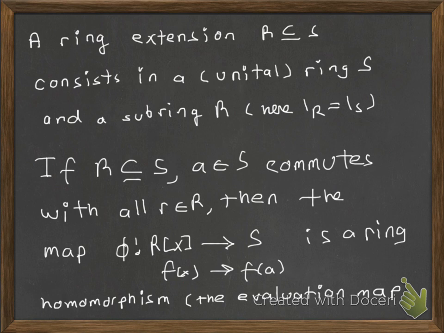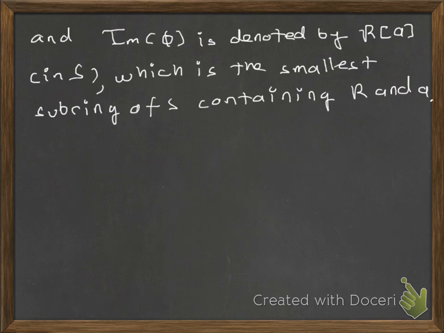Here's an important tool whose use is ubiquitous in field theory. This is called the evaluation map. It's presented here in a more general setting, namely that of the ring extension R and S, where A is an element of S that commutes with all elements of R. Then the map phi that takes each polynomial to its value at the point A is a ring homomorphism. It's nice to know that it's a ring homomorphism, which is something that you should verify at least once. And its image is denoted like this.